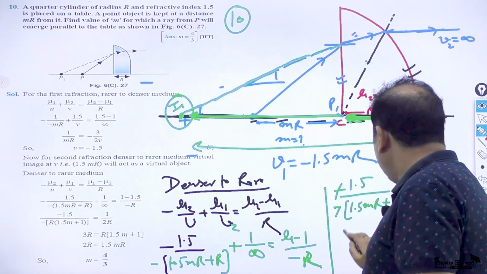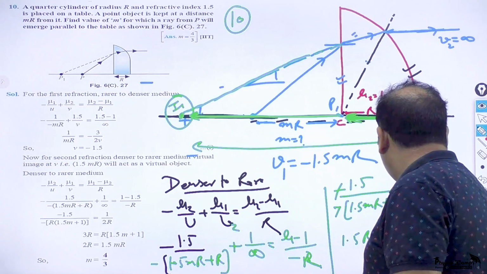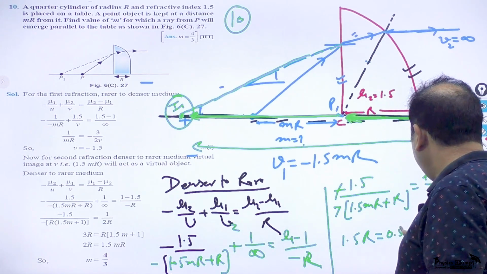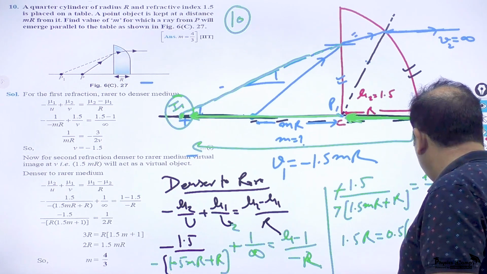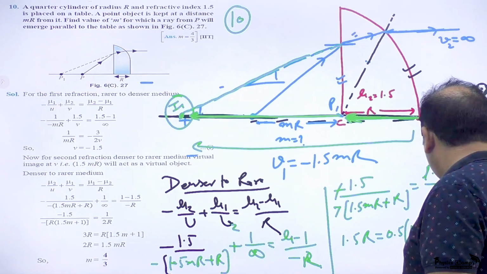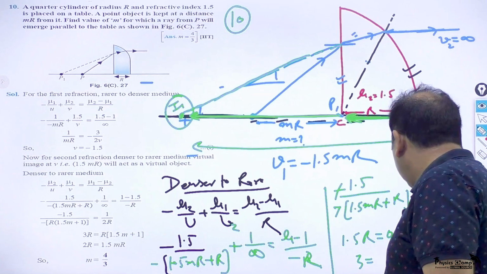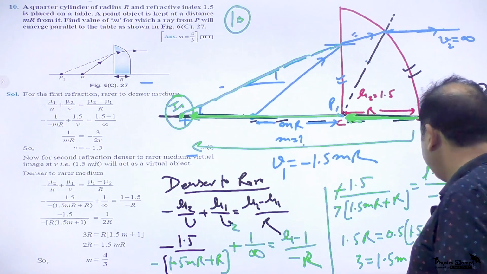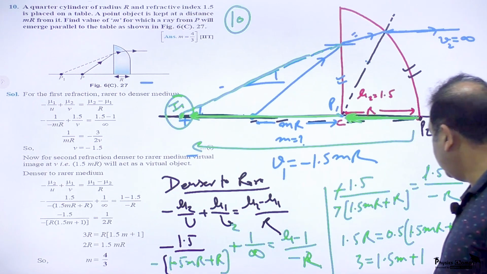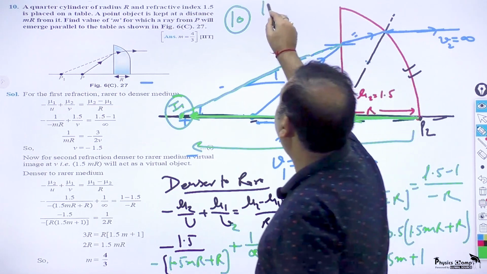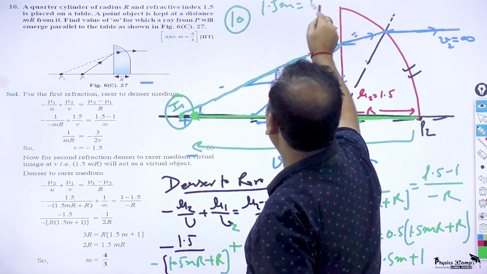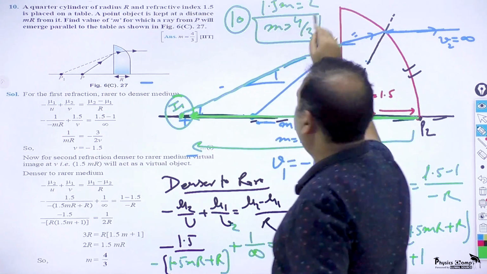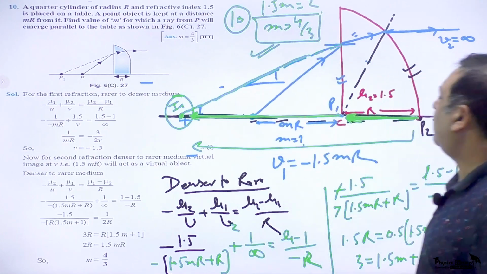So we can say 1.5 R is equal to 0.5 into 1.5 mr plus R. So we can say 3 is equal to 1.5 m plus 1. So 1.5 m is 2, 3 by 2. So m is 4 by 3. We can obtain from here the required value of m.